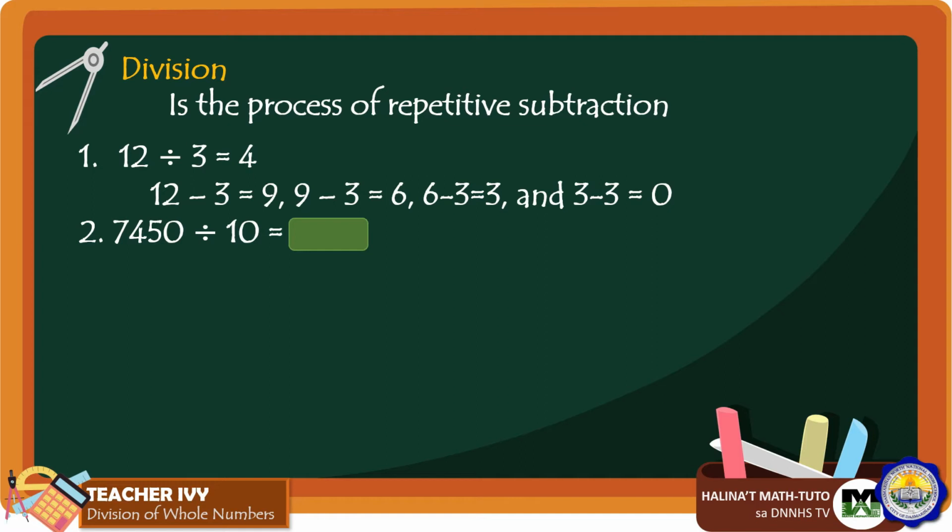7,450 divided by 10. When dividing a dividend to a divisor of 10, we just simply move the decimal places from the right of the given dividend to the left.